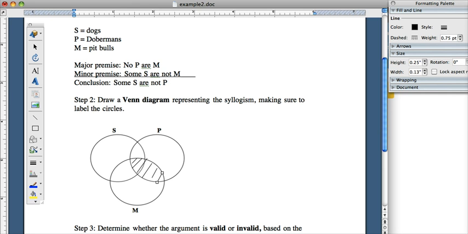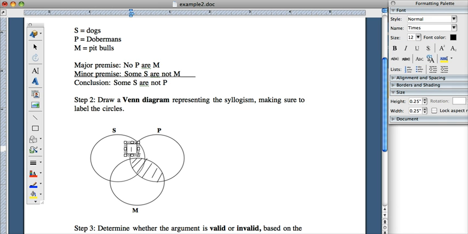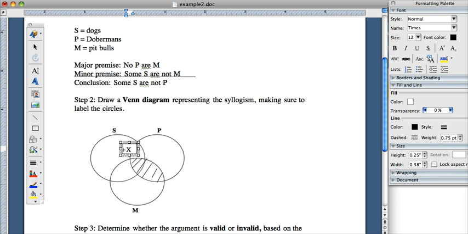So we want to put an X somewhere in this S circle that's not part of the M circle. So somewhere in this part, but we don't know if it should be in the part that overlaps with P or in the part that doesn't. So we have to put it on the line. So we put our text box right here. Write a nice big X. And we're going to make that box transparent.